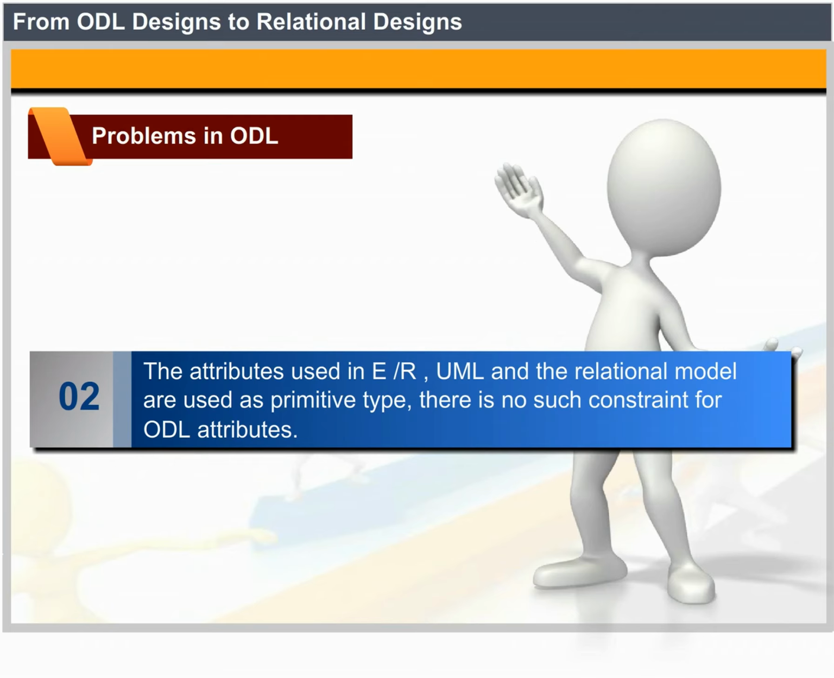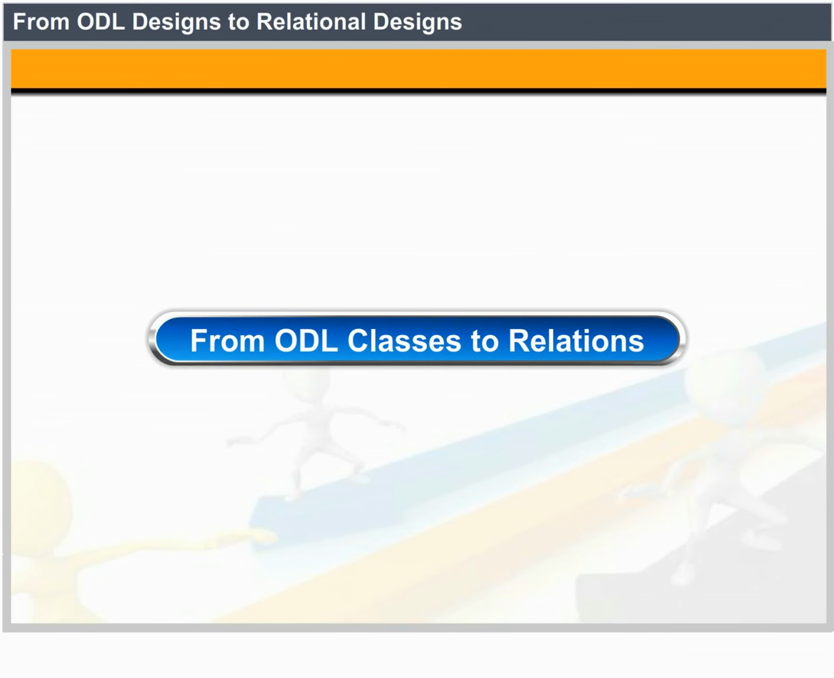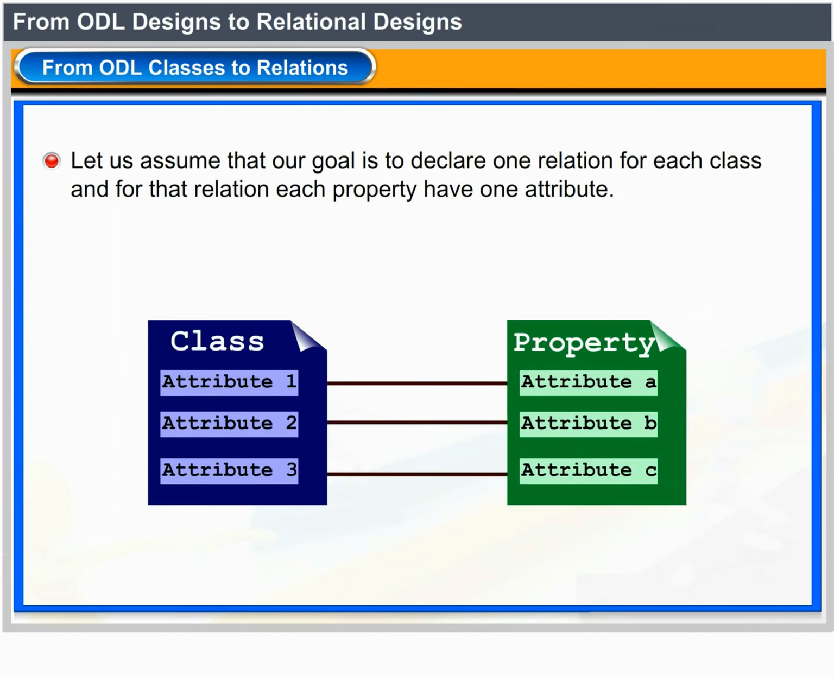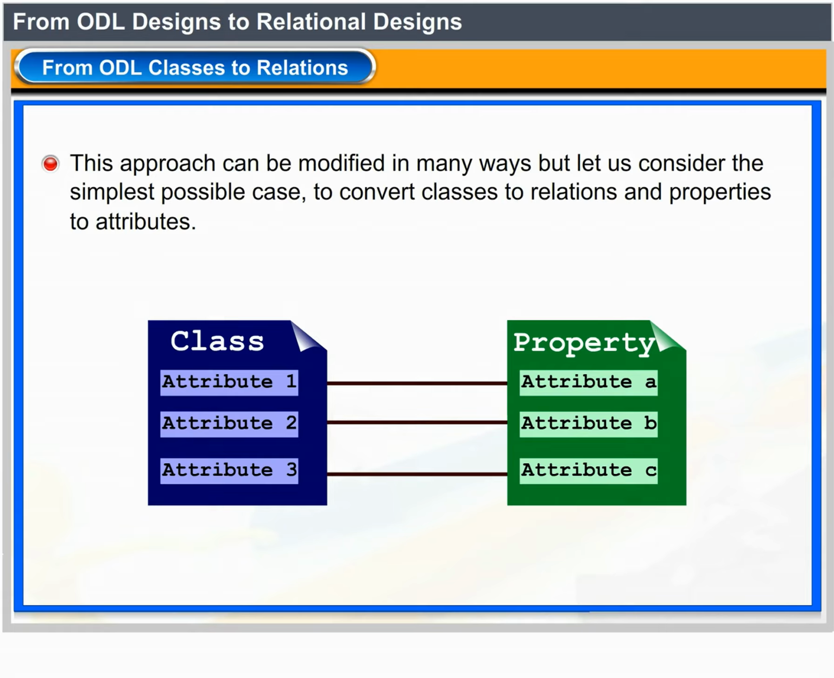From ODL classes to relations. As a starting point, let us assume that our goal is to have one relation for each class and for that relation to have one attribute for each property. We shall see many ways in which this approach must be modified, but for the moment, let us consider the simplest possible case where we can indeed convert classes to relations and properties to attributes.